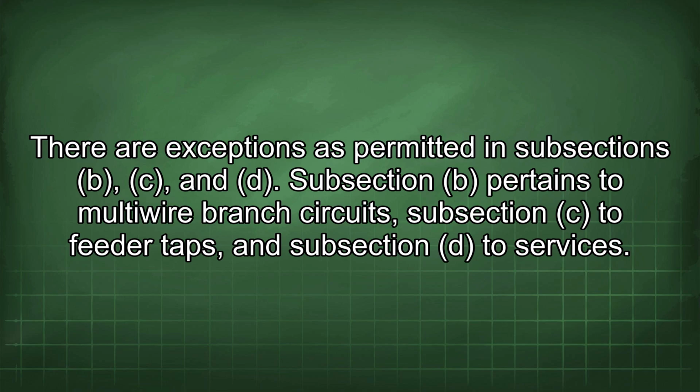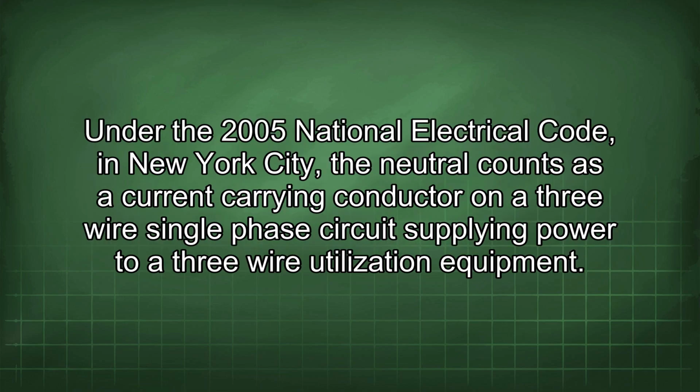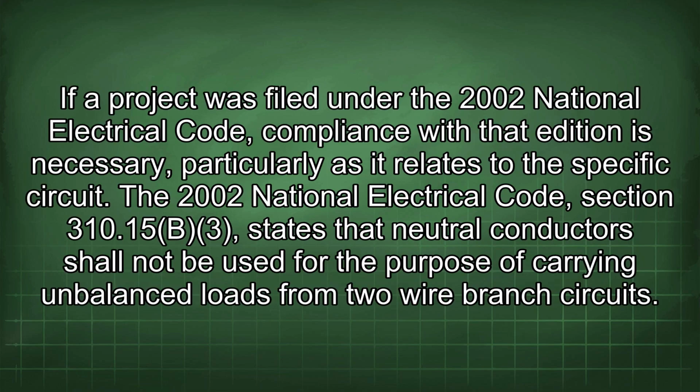Subsection B pertains to multi-wire branch circuits, subsection C to feeder taps, and subsection D to services. Under the 2005 National Electrical Code, in New York City, the neutral counts as a current-carrying conductor on a 3-wire single-phase circuit supplying power to a 3-wire utilization equipment. If a project was filed under the 2002 National Electrical Code, compliance with that edition is necessary, particularly as it relates to the specific circuit.